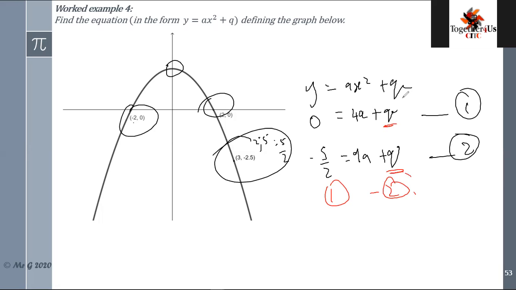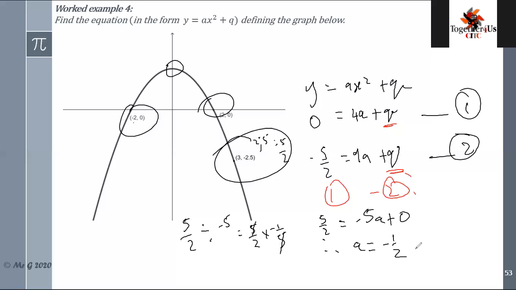Okay, and then I go ahead, 0 minus a negative 5 over 2 is going to be a plus 5 over 2. What is 4 minus 9? That's going to be a negative 5a, and of course, there's going to be plus 0 because q minus q is 0. Then you can see all I've got to do here is to now actually divide by a negative 5 on both sides. Now be careful. 5 divided by 2 divided by a negative 5 is actually 5 divided by 2 times a negative 1 over 5, which means a 5 takes away 5 and you're left with a negative 1 over 2. Therefore, you can see here that a is actually a negative half.